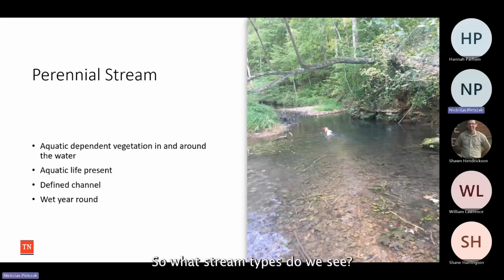So what stream types do we typically see, and when do we have an SMZ and when do we not? First type is a perennial stream. This is a stream that runs year round, probably located below a water table, so it's always got water in it. Lots of aquatic dependent vegetation around the water, and a lot of fish and amphibians present. Very defined channel.